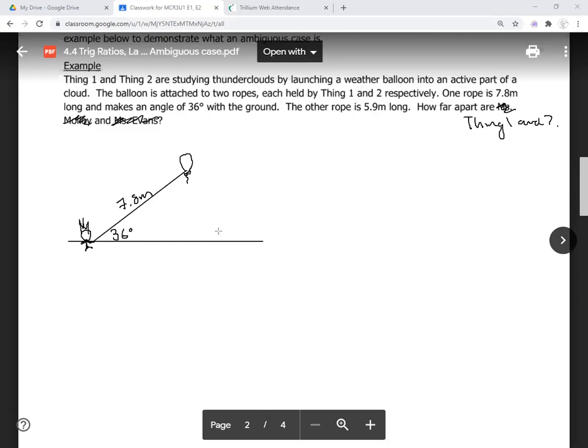You would use S, yes. But just hold off for a second. Just label it. Where's the other? Where's the 5.9 line? Come on, Noah.